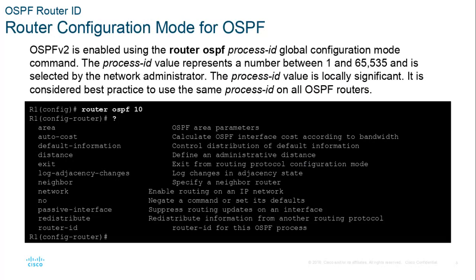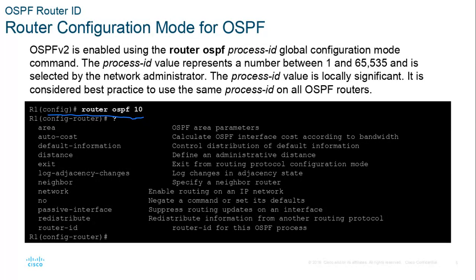So let's look at how we configure the router to start speaking OSPF in the first place. We're going to go to the global configuration mode and enter the command router OSPF and a number. Now this number can be any 16-bit number. I always use one because it's easy to type.